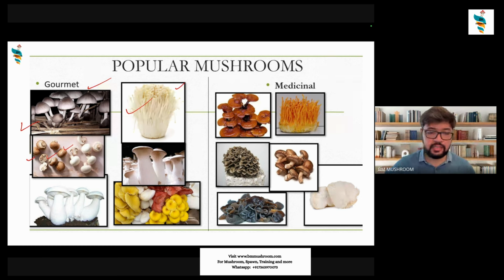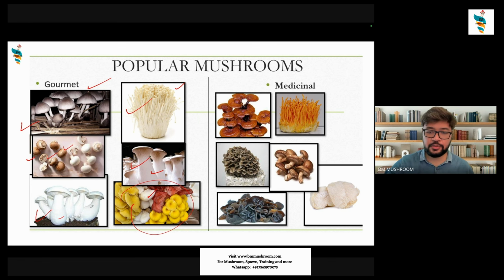This is king oyster mushroom. King oyster mushroom is one of the delicious mushrooms. It's a variety of oyster mushroom. See, oyster mushrooms are of several varieties. They can grow at varieties of temperature. I will go into detail about each and every variety of temperature.